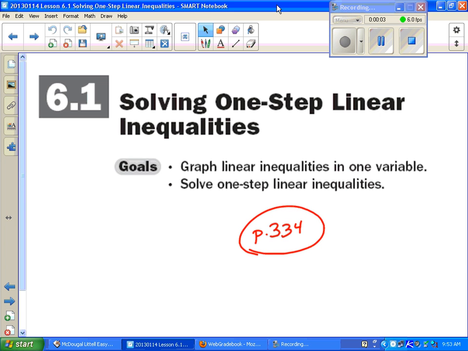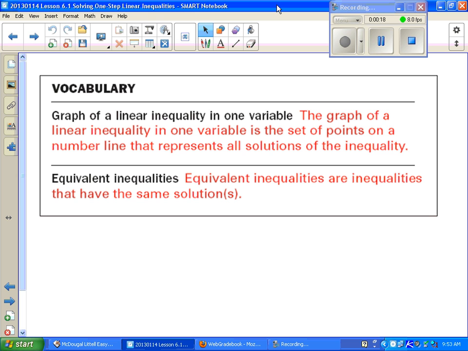Today we're looking at section 6.1, solving one-step linear inequalities. We've got a couple of goals. The first one is to graph linear inequalities in one variable, and our second one is to solve one-step linear inequalities. We're beginning on page 334. Got a couple of definitions.